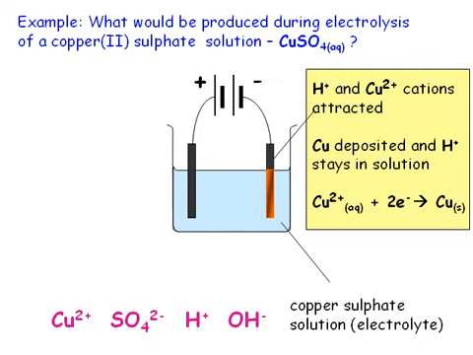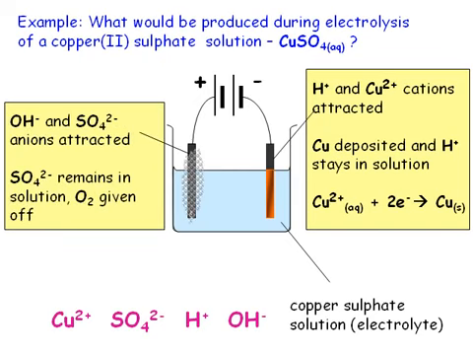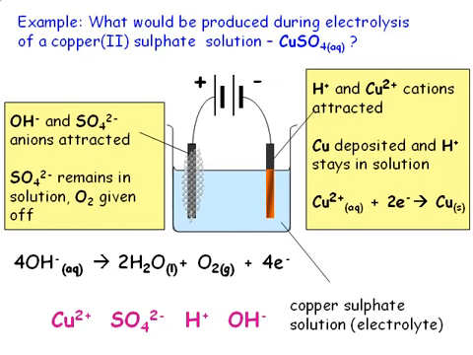The Cu2+ ions will gain electrons and become copper atoms, which will be deposited as copper metal on the surface of the cathode. The SO42- and OH- ions will both get attracted to the positive electrode. According to our rule, the sulfate ions will stay in the solution, and the hydroxide ions will lose electrons to form bubbles of the element oxygen and water molecules, which we can show using this half equation.